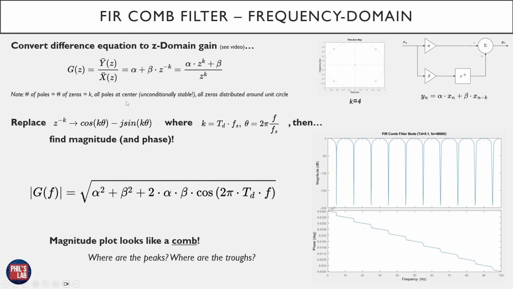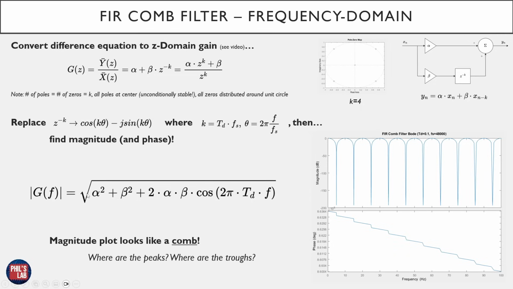To analytically get the frequency response, we can replace z to the minus K with the Euler identity, so cos of K theta minus j sine K theta, and again, K is our time delay in seconds times our sampling rate in hertz, and theta is our normalized frequency, which is 2 pi f divided by the sampling frequency. You can really see if we multiply K by theta that our sampling frequency actually cancels out, and then rearranging to get the magnitude, we can get this expression in the center, which is the expression of the gain, so output amplitude divided by input amplitude versus frequency. This is the square root of alpha squared plus beta squared plus 2 times alpha beta times cos of 2 pi times the time delay times the frequency. This is already pretty interesting.